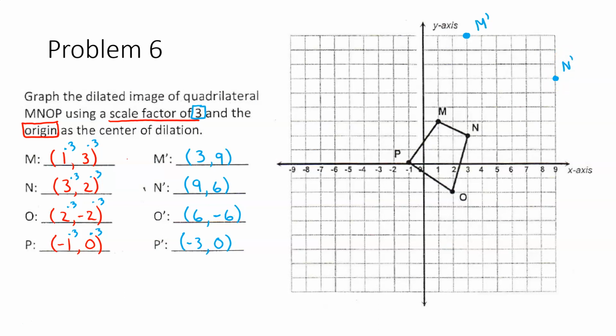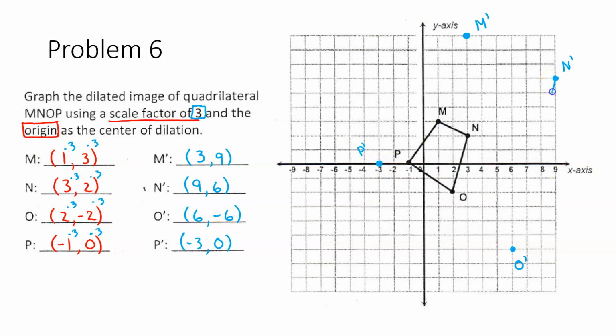What about O prime? 6 to the right and then negative 6 down. 1, 2, 3, 4, 5, 6. That is O prime. Don't forget to put your primes on there and don't forget to label. And then lastly, P prime. That's negative 3 to the left, and we stay there at 0. That is going to be P prime.